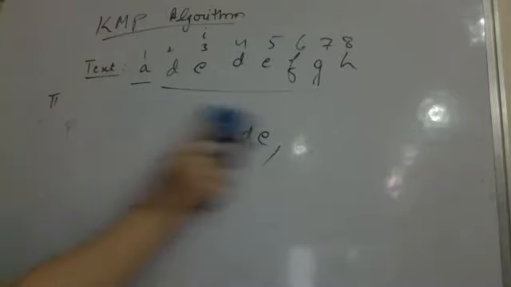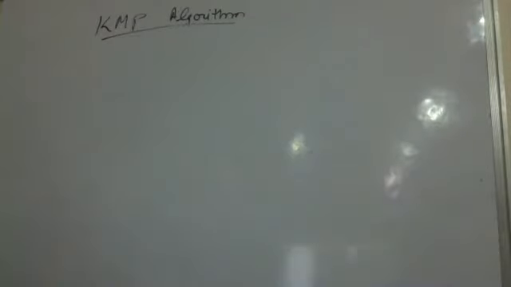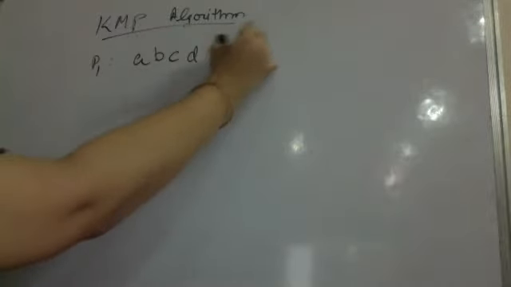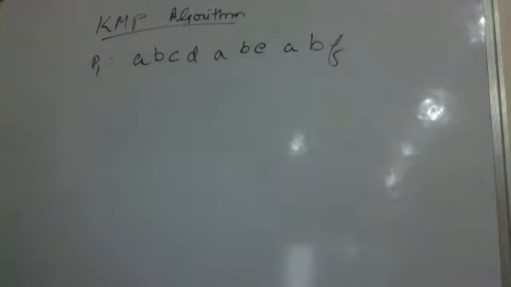How do I do that? Let me take some examples so that we understand how I create the table for the prefixes in the Knuth-Morris-Pratt algorithm. Again, I am creating this for patterns. Supposedly this is one of my patterns, P1, in which I have A, B, C, D, A, B, E, A, B, F.